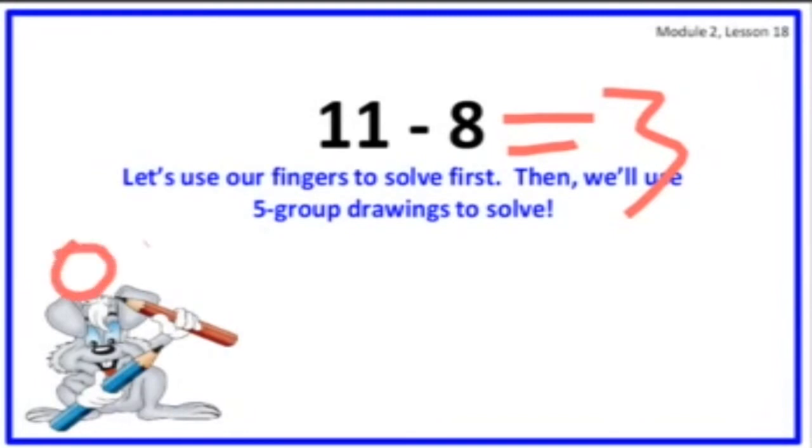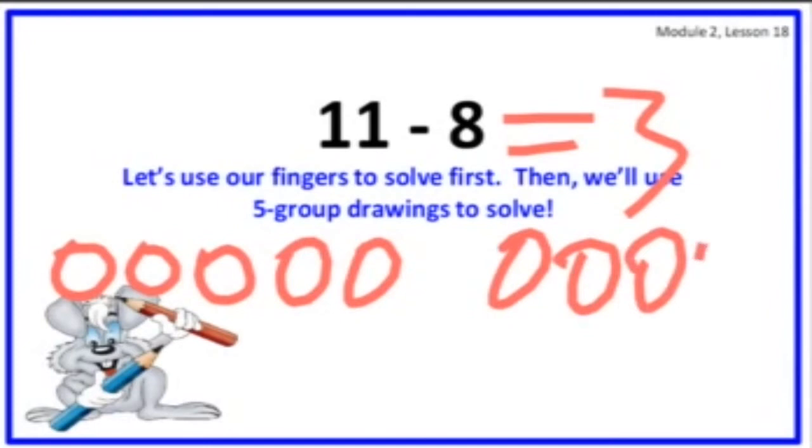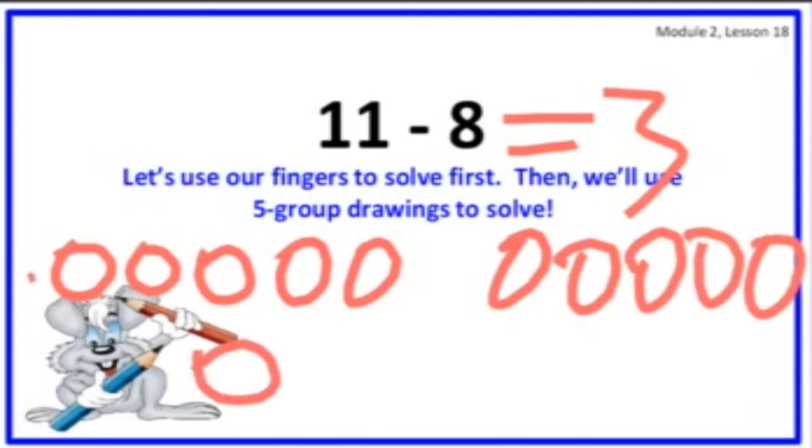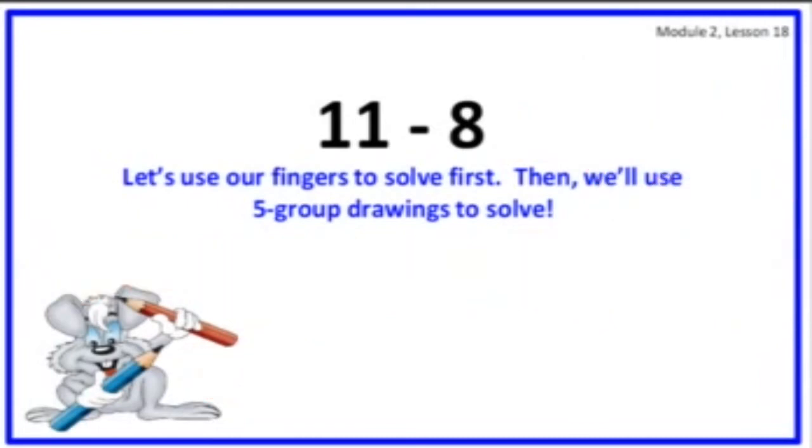So 1, 2, 3, 4, 5, 6, 7, 8, 9, 10, and 11. I'll cross out my 8. How many is left? 1, 2, 3. Oh, we got the same answer. 3. You see that? We got the same answer. 3. Clap for yourself. And let's move on to the next example.